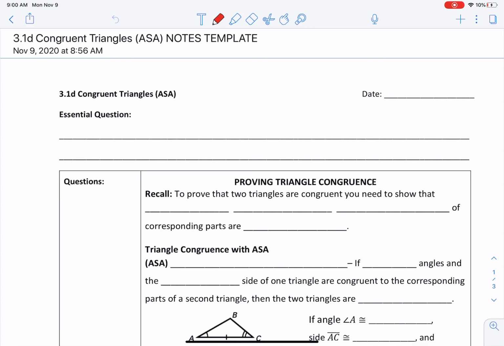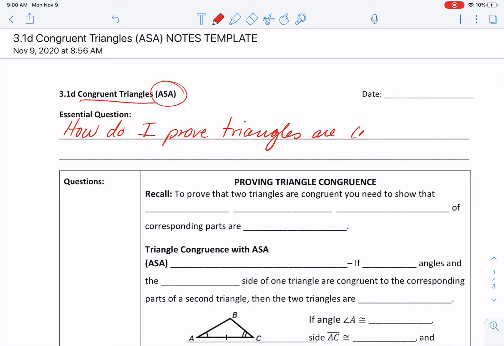Today we're talking about congruent triangles using angle side angle. So our central question is, how do I prove triangles are congruent using the ASA postulate?